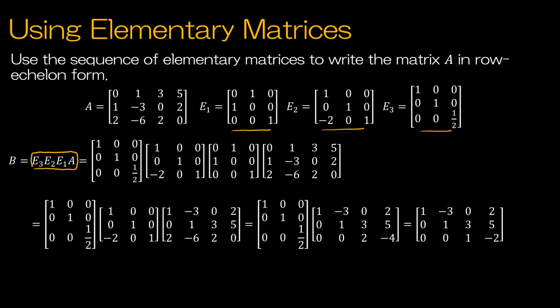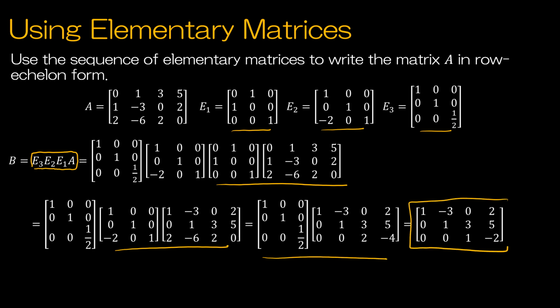And then I'm going to simply multiply. So I'm going to start multiplying here, and then here, and then here, and that is B. So I've now written this in row echelon form using those elementary matrices.